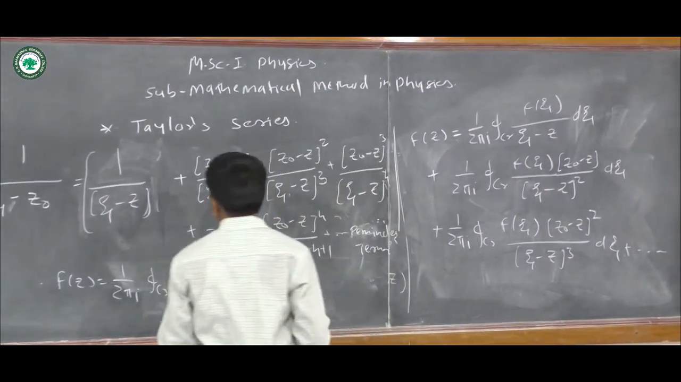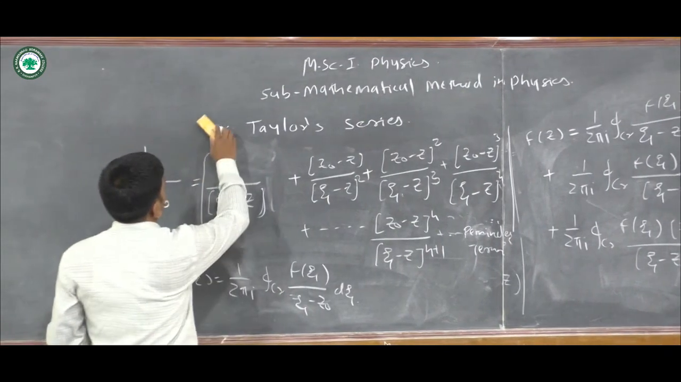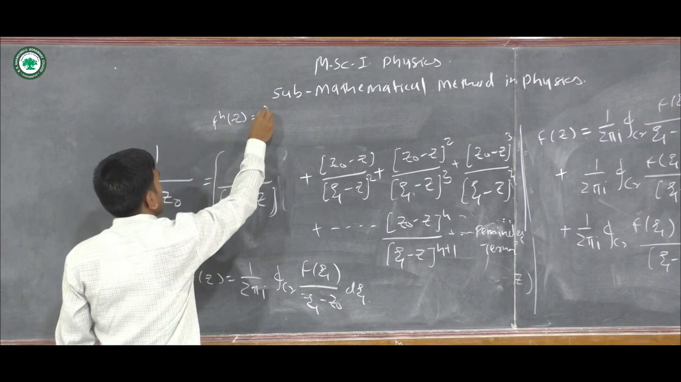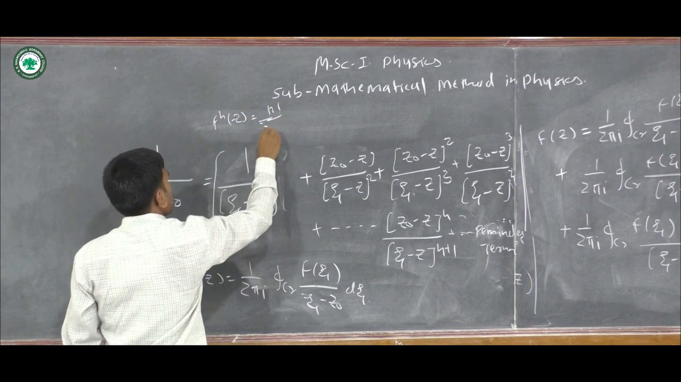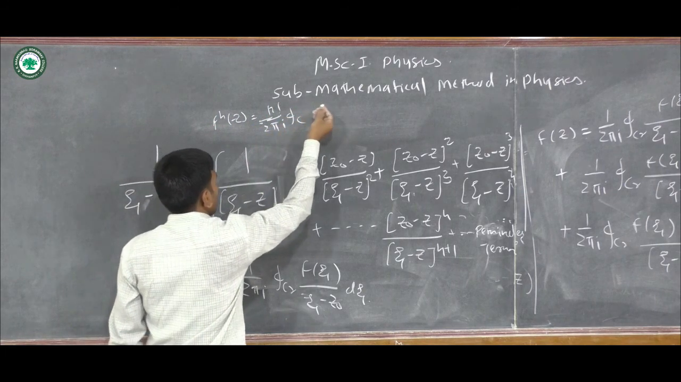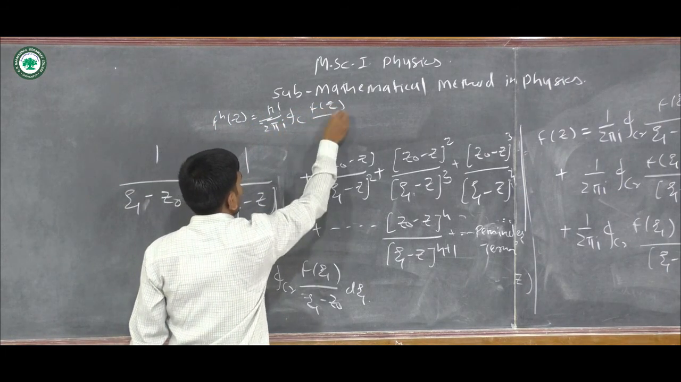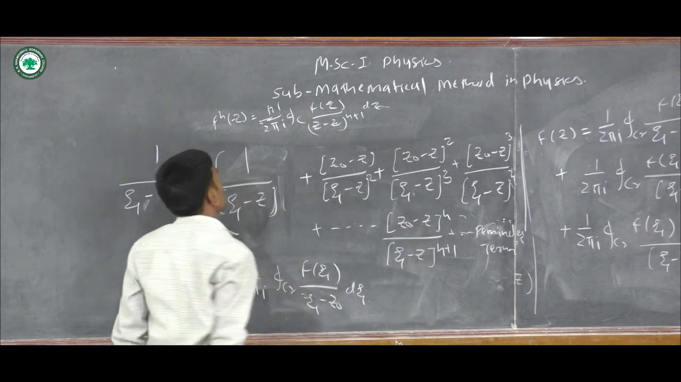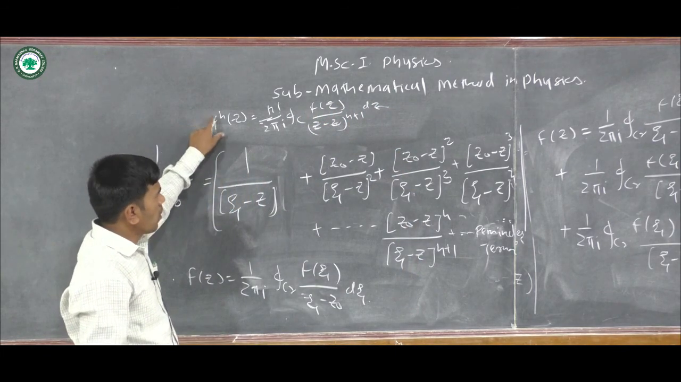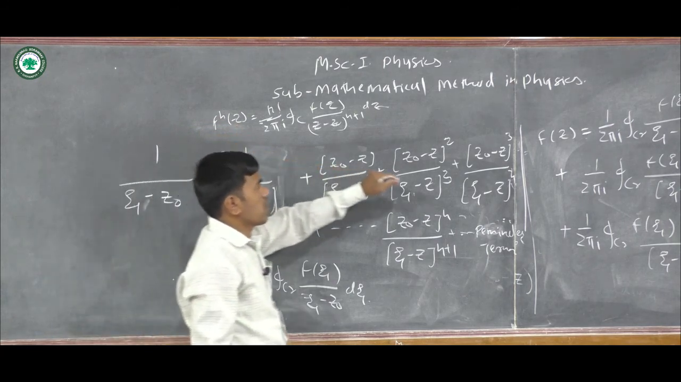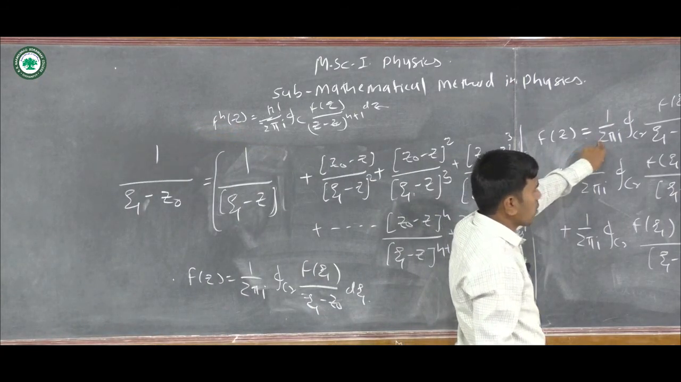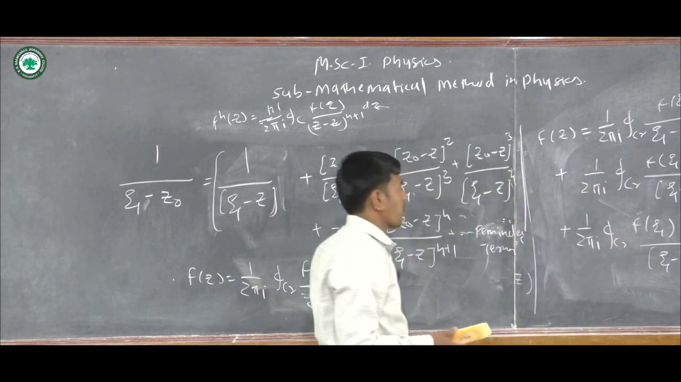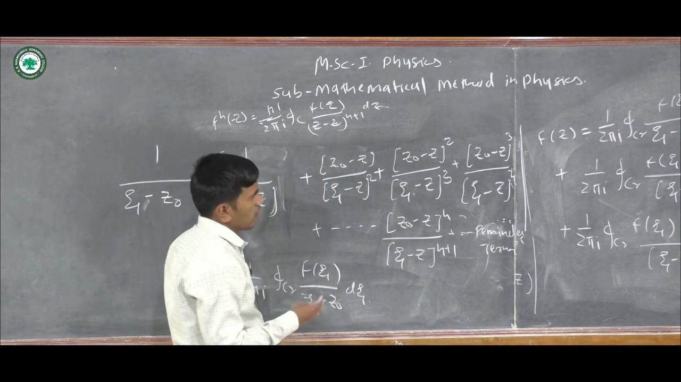So we know the Cauchy integral formula, that is f power n of z is equal to n factorial divided by 2 pi i, closed contour C, f of z divided by (z minus z0) power n plus 1, dz. So this is the Cauchy integral formula. If you observe these things, it is the Cauchy integral formula for the first or second derivatives.